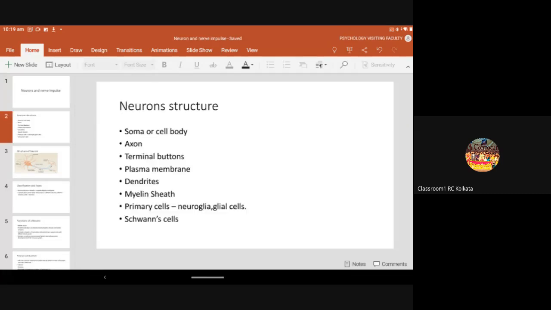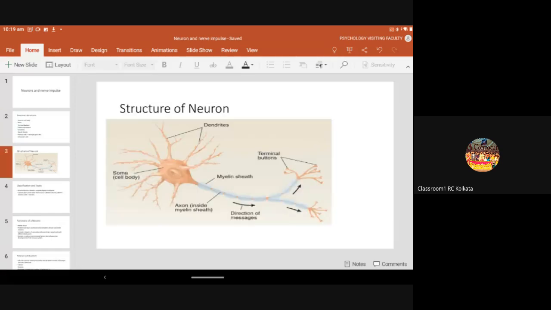Then the next slide covers the neuron structure. That means the soma, the axon, the terminal button, and plasma membrane, dendrites. Now, this is the figure that I showed you in the third slide of the previous class. So this is all about the structure of neuron.